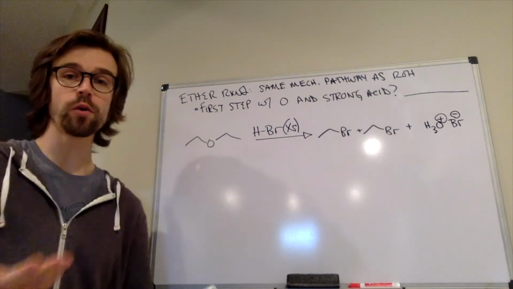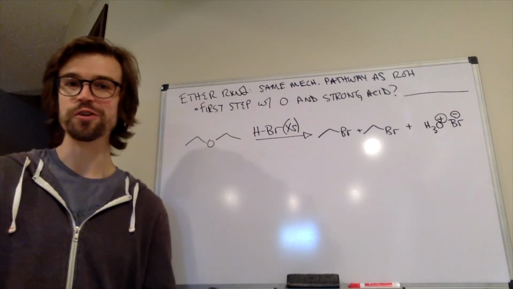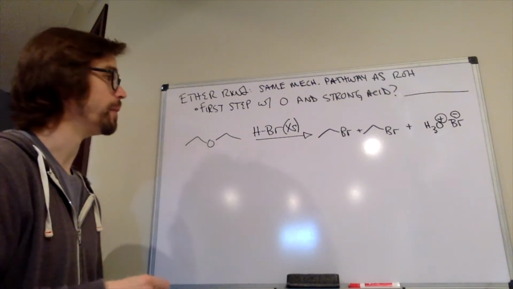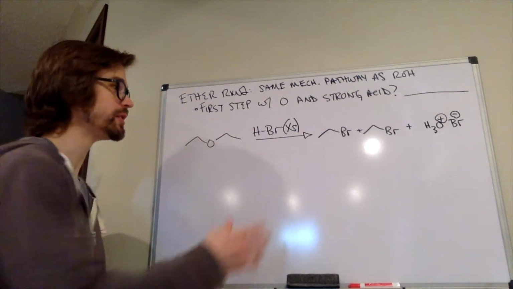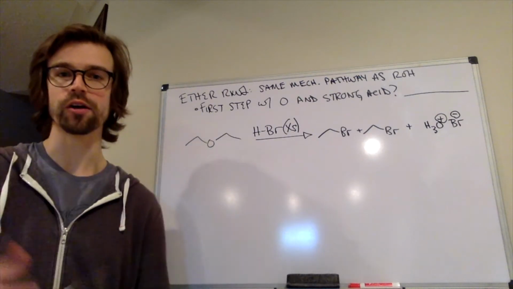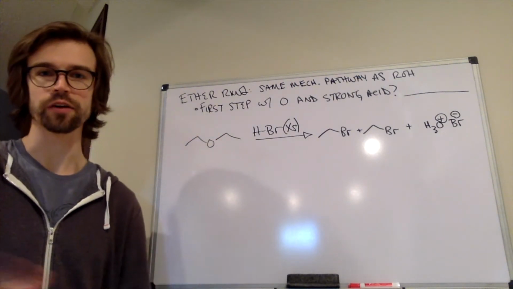And what I really want you to focus on here is that we're not doing really anything new in this reaction. We are going through the exact same mechanistic pathway that we saw when we had HBr with alcohols. It just so happens that this time we have two R groups instead of a single R group.